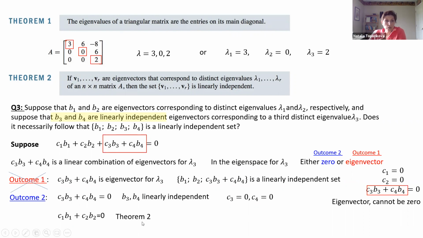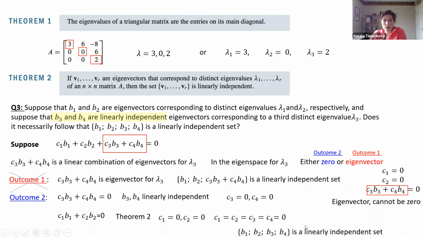And by theorem 2, our eigenvectors form a linearly independent set. So if the linear combination of b1 and b2 is equal to 0, then the weights c1 and c2 must be equal to 0, which means that all weights from c1 to c4 are equal to 0. In other words, the set of our vectors b1, b2, b3, and b4 is a linearly independent set.